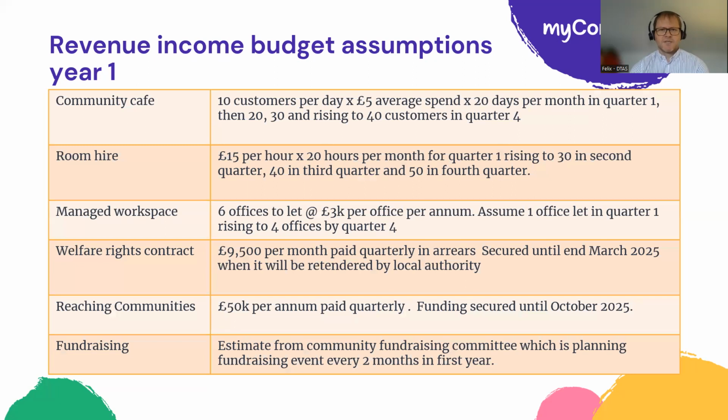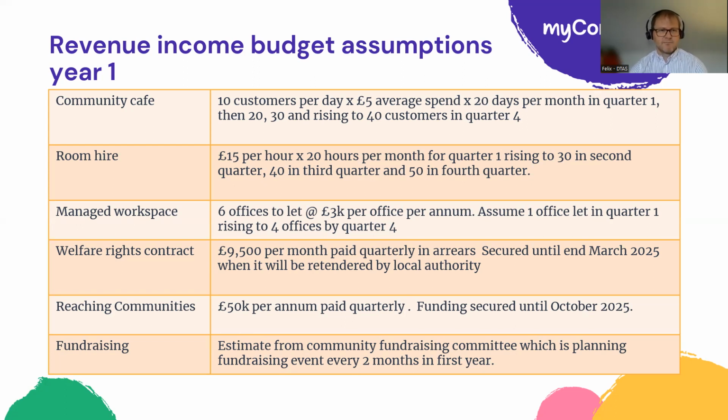So we talked about assumptions, and this is just an example of what you might put in terms of your assumptions around some of your income. You can see community cafe there, room hire, managed workspace, a contract you might have, some fundraising. Basically, every building or asset has a mix of different types of revenue income. As we mentioned, grants, could be trading income, contracts, fundraising, whatever that is. And this is an example of the kind of detail you'd be expected to include to show that you've thought where those figures are going to come from.